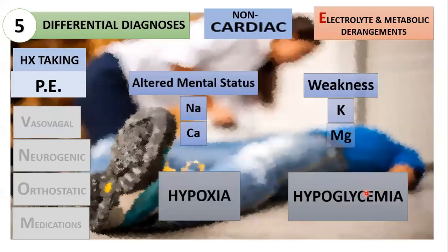We now go to electrolyte and metabolic disturbances. Sodium and calcium are associated with altered mental status and syncope, while potassium and magnesium are associated with weakness. Metabolic factors like hypoxia and hypoglycemia also lead to syncope. So in the history, check for the time of the last meal of the patient, or if the patient has any renal problems or is on diuretics. And in PE, check for O2 saturation of the patient and also the presence of dehydration.